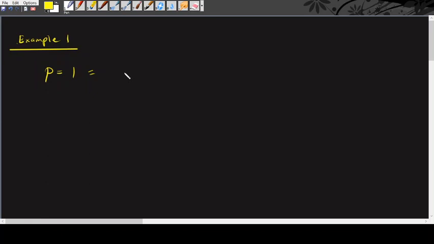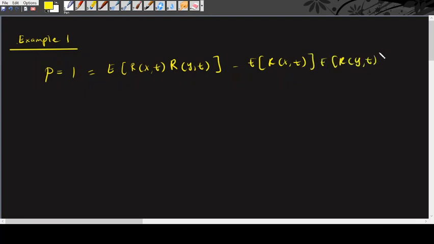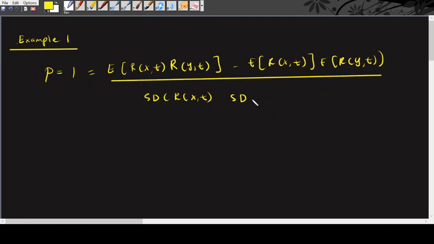For the correlation formula, we know that the correlation of x and y is the covariance of x and y over the standard deviation of x and the standard deviation of y. So for this case, we are going to get the expected value of R_xt times R_yt, minus the expected value of R_xt times the expected value of R_yt, over the standard deviation of R_xt and the standard deviation of R_yt.